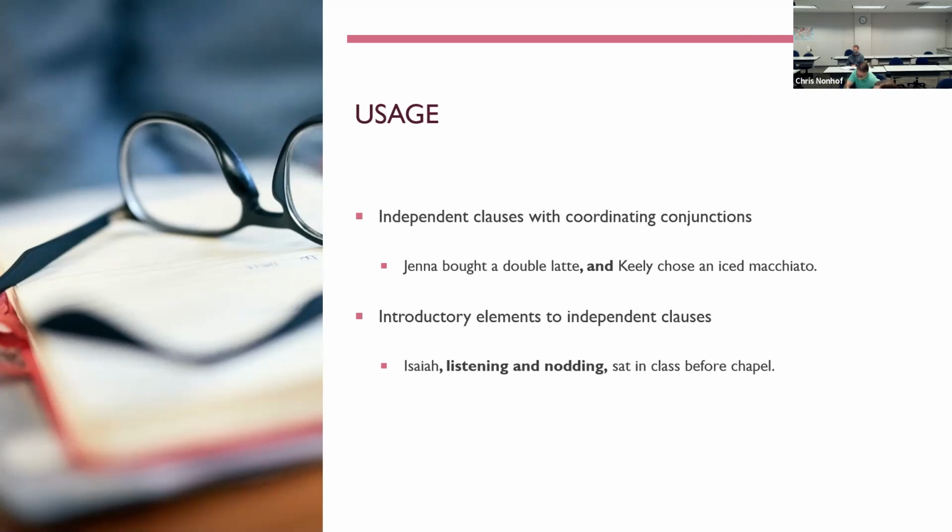So in the example, Isaiah, comma, listening and nodding, comma, sat in class before chapel. So listening and nodding got bracketed by the commas, and that way you can move those words to before Isaiah, which would be listening and nodding, Isaiah sat in class before chapel, which still makes sense. And then you can also move it to the end of the sentence, where Isaiah sat in class before chapel, comma, listening and nodding. And it still would make sense, but the commas bracket it and make sure that we know as readers that it can be moved and it combines the thought.